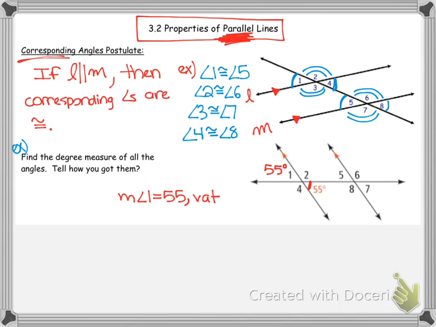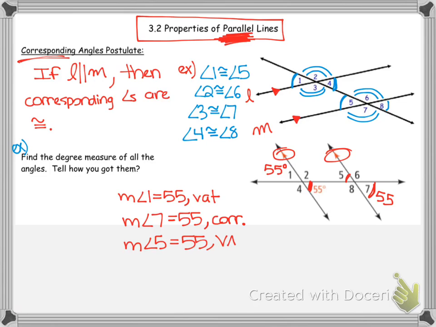But then by the corresponding angles theorem, 55 corresponds to angle 7. So we also know that the measure of angle 7 is 55 because those angles are corresponding, and we know these lines are parallel. We have our marks up here that tell us that. So if 7 is also 55, then 5 must be 55 as well because those are vertical angles. The vertical angle theorem tells us that those are equal. So we know all those are 55.